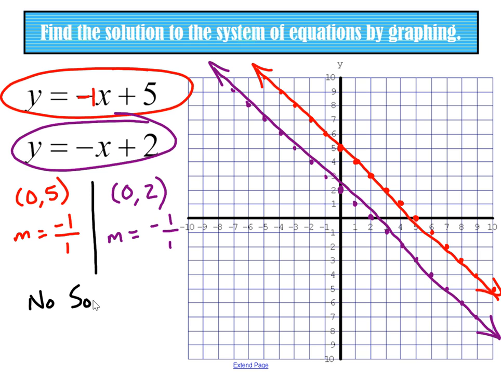Another way to write no solutions is called the null set. You can just make a 0 with a slash through it. If you want to know how I just said that, it's null, N-U-L-L. So no solutions for that.